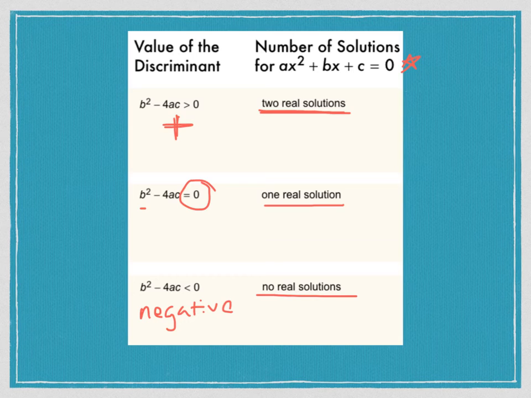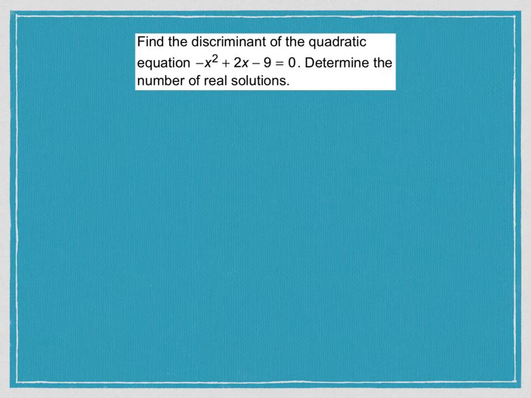How do you know when it's positive? Because it'll come out with a positive number. We're going to do some examples and you'll see. What is the solution when it's 0?